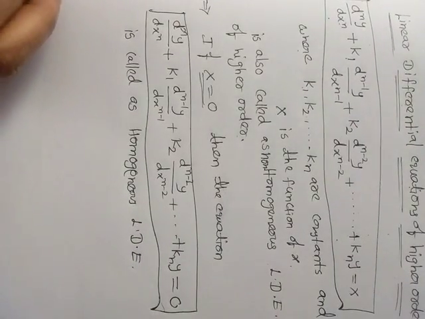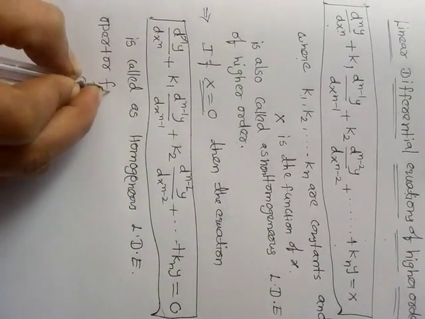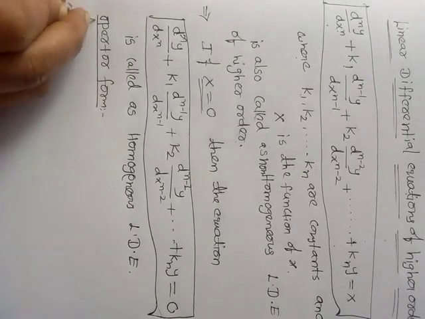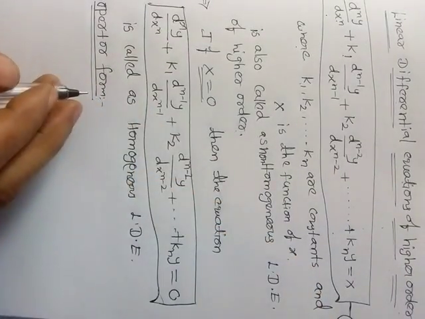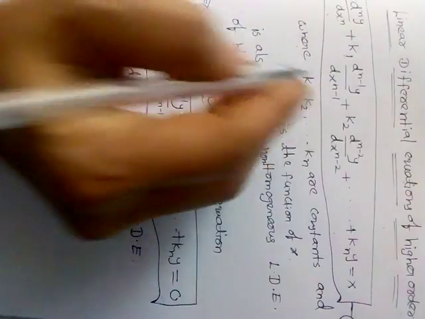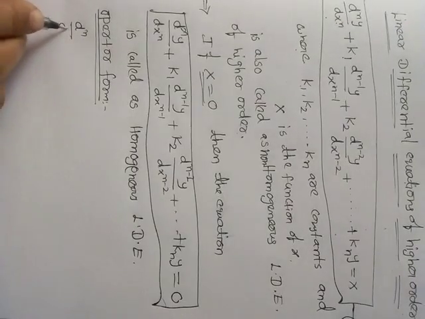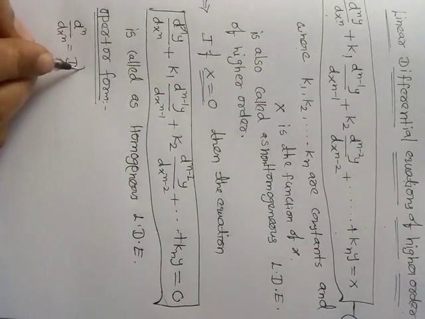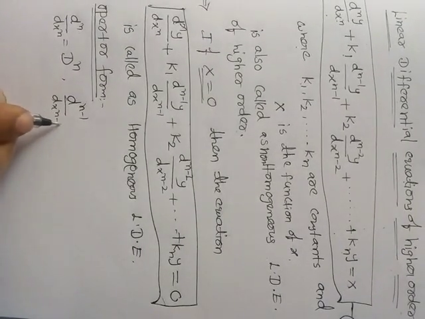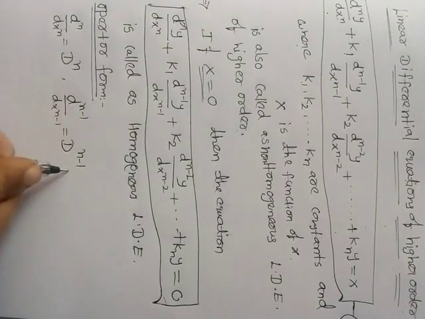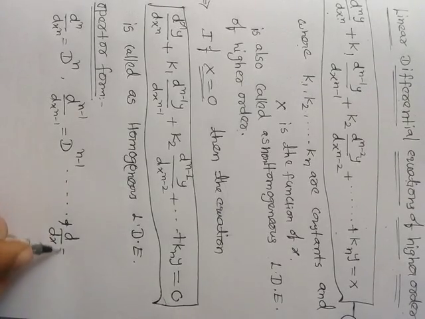Now we take the operator form of the differential equation. This non-homogeneous linear differential equation is taken as equation number 1. Its operator form is like this. The derivative d^n/dx^n is taken as D^n, the next one d^(n-1)/dx^(n-1) is D^(n-1), and so on, up to the first derivative d/dx which is D.